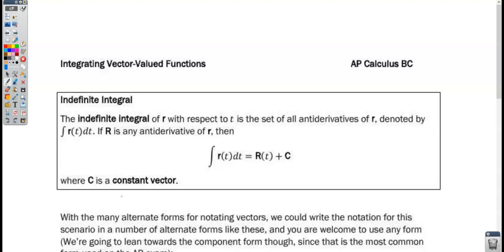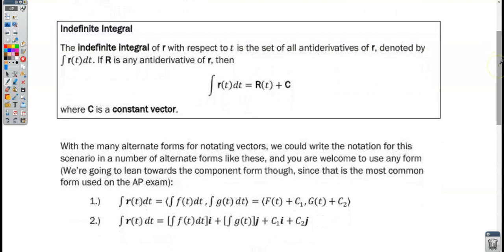In this video, we're going to talk about section 9.5 of AP Calculus BC, integrating vector-valued functions. We'll get right down to it. First off, the indefinite integral of a vector-valued function is another vector-valued function where we take the antiderivative of the vector-valued function r, and it results in the antiderivative vector-valued function plus some constant vector.